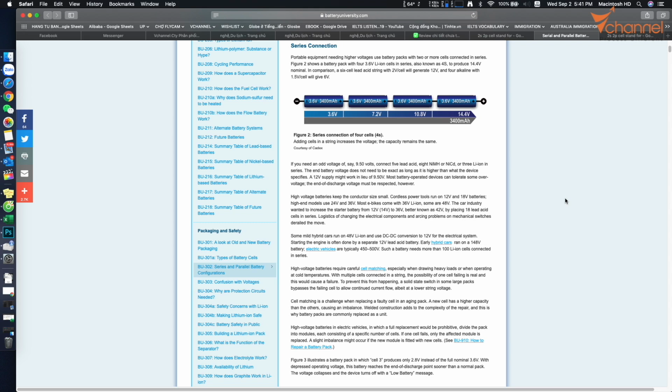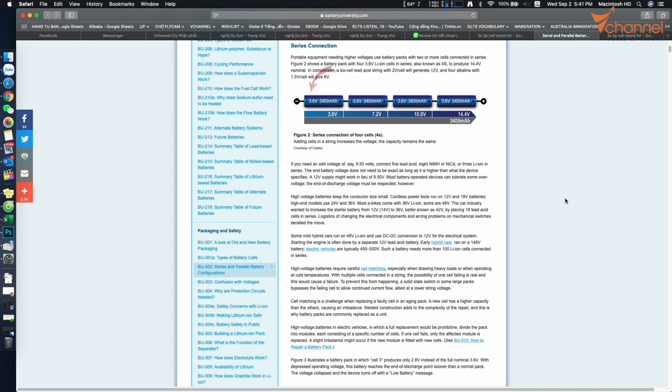We will use serial connection for the 3.7 volt cells. The serial connection will help increase voltage but keep the capacity, like this example. We connect two battery cells serially, and we will have a voltage of 7.2 volt. With 3 cells in series, we have 10.8. Similarly, with 4 cells, we have 14.4 volt.